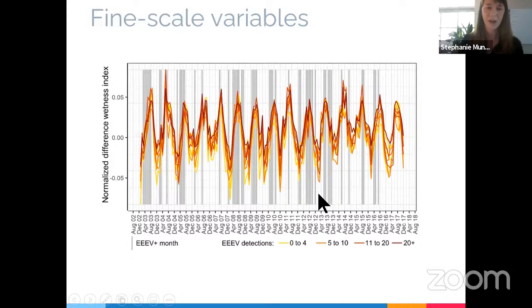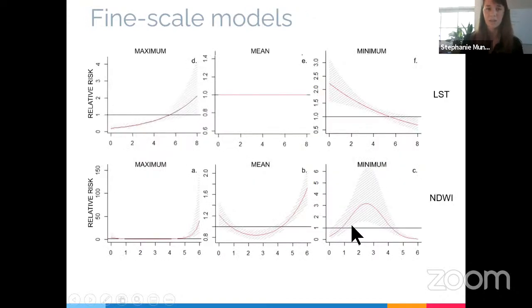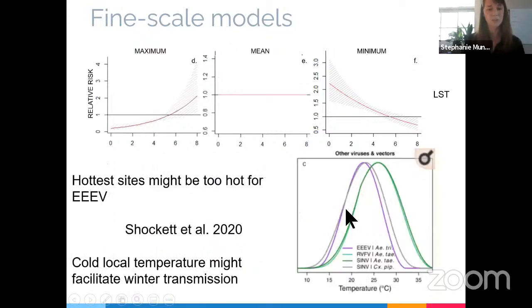For the NDWI, the inverse was true. The most productive sites were generally the wet sites, which makes sense. And then in looking at the outputs from the fine scale models, it might just be that the hottest sites are too hot for EEE.